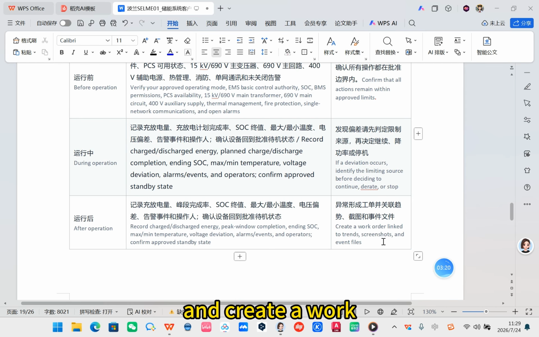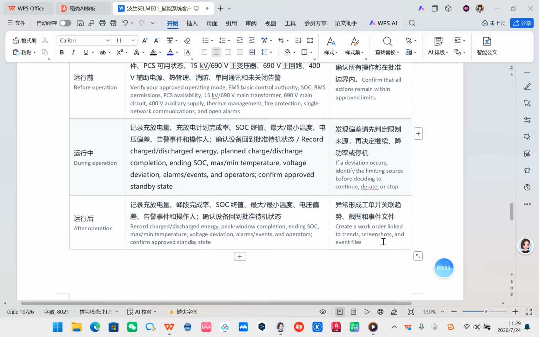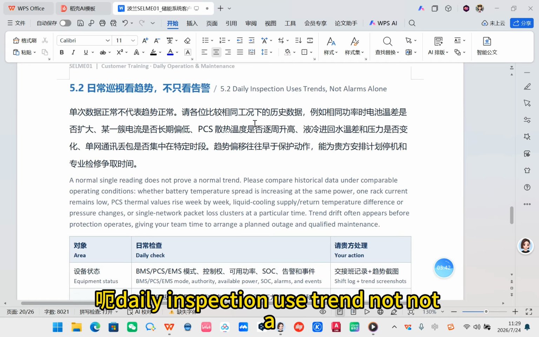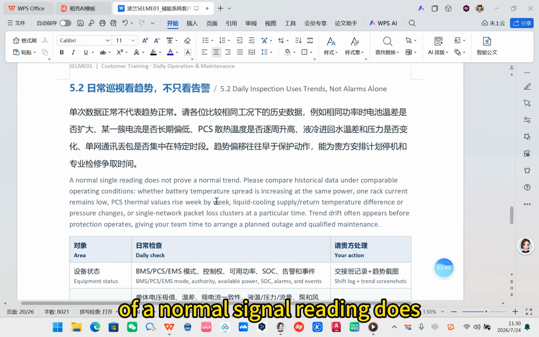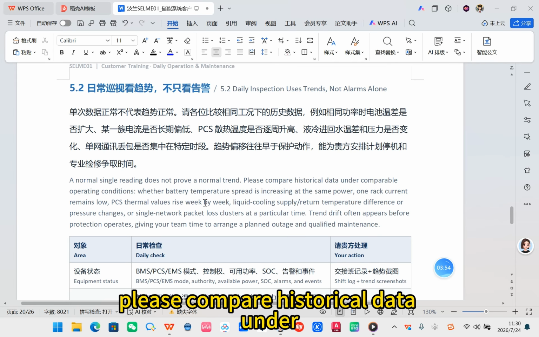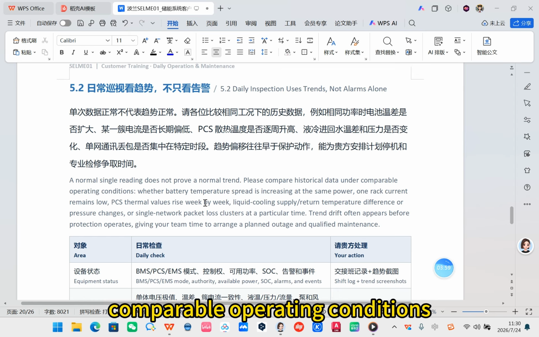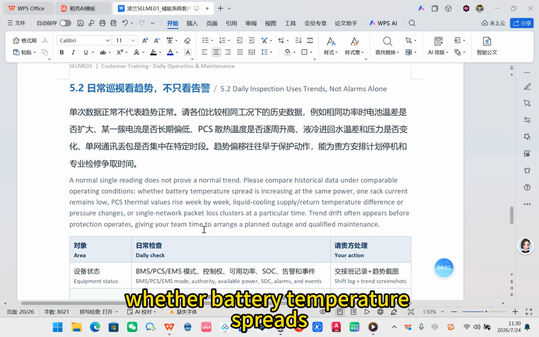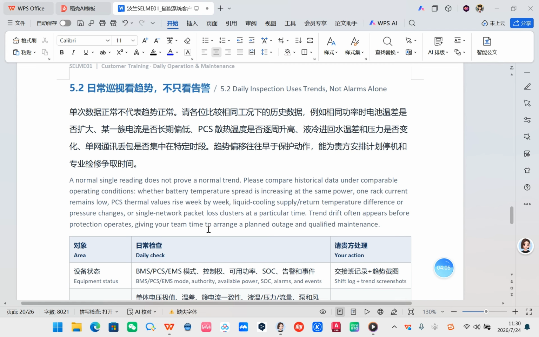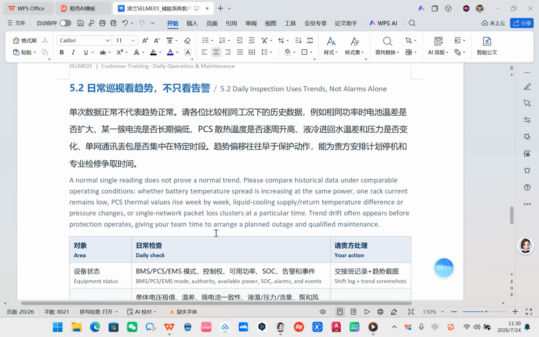And create a work order. It means if you find an issue, please use screenshots and events, and for daily inspection use trends, because a normal signal reading does not prove a normal trend. Please compare historical data under comparable operating conditions. Check whether battery temperature spread is increasing at the same power, and whether PCS thermal rise is increasing week by week when rack current remains low.